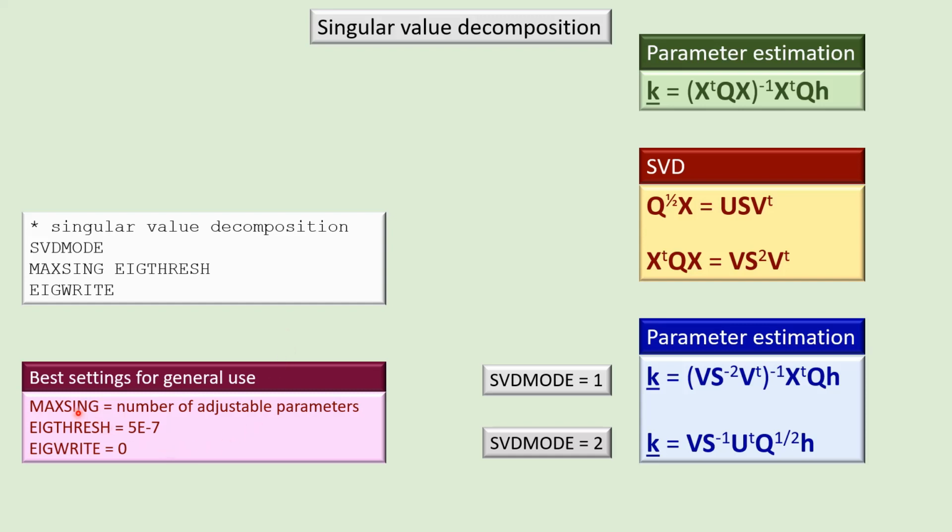So maxsing, set it to the maximum, to the number of adjustable parameters. Thresh, set it to 5e-7. That protects us from numerical instability. Write, set it to 0. That just prevents the writing of an output file which can explain some of the details of the singular value decomposition process, but rarely are we interested in those details.